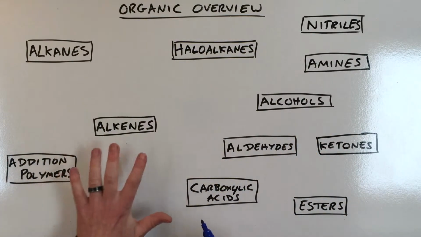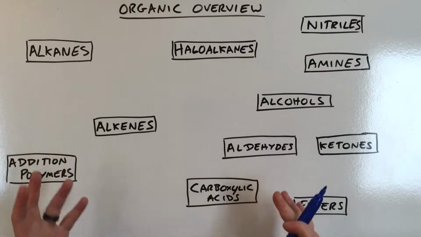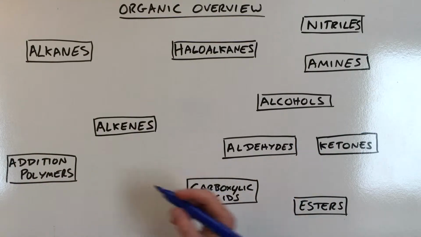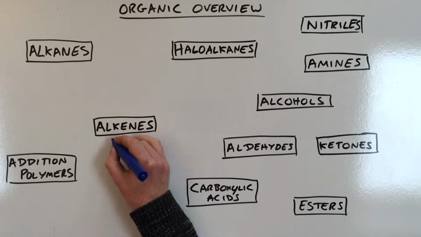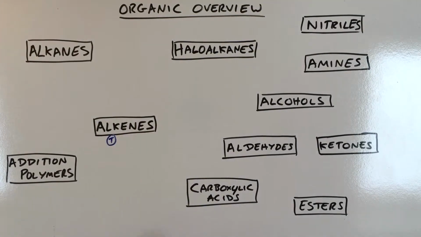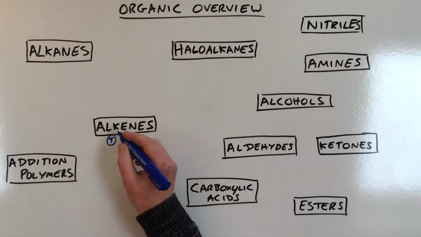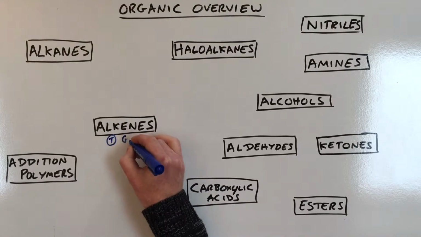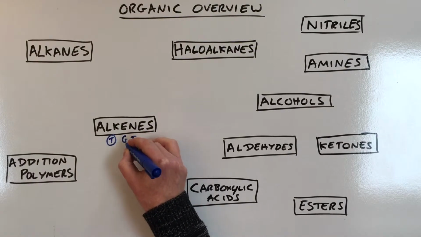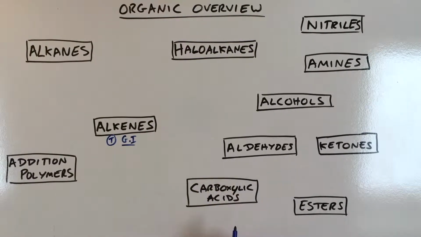So I'm going to start over here with our alkenes. They tend to be our most reactive ones. So in terms of alkenes, okay, you need to know a test for that, which you'll remember is adding bromine water. And of course, there's some geometrical isomerism that you need to know as well. Okay, so make sure you know that.